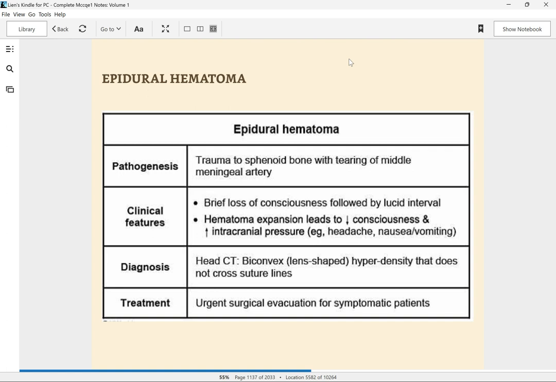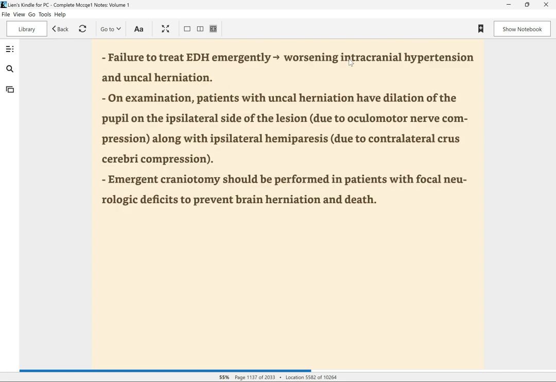Types of cranial hematomas. Epidural hematoma. Failure to treat EDH emergently leads to worsening intracranial hypertension and uncal herniation. On examination, patients with uncal herniation have dilation of the pupil on the ipsilateral side of the lesion, due to oculomotor nerve compression, along with ipsilateral hemiparesis, due to contralateral crus cerebri compression. Emergent craniotomy should be performed in patients with focal neurologic deficits to prevent brain herniation and death.